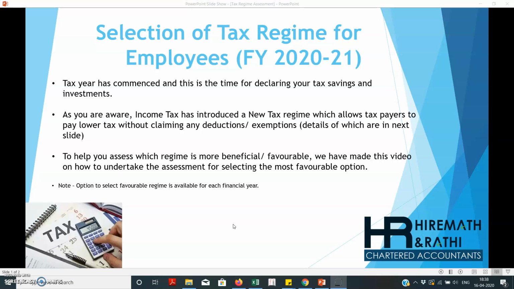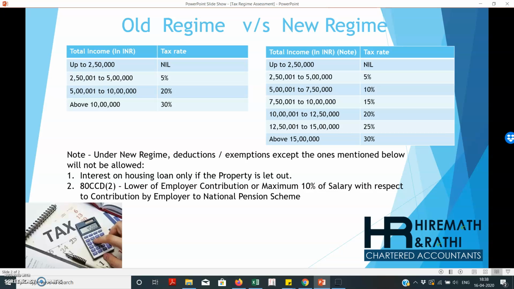As per the new tax regime, employees now have an option to pay taxes at a lower rate without claiming any deduction or exemption, except for two: the employer's contribution to NPS under 80CCD(2), and interest on housing loan only if the property is let out. Employees can still opt for the old regime at a higher tax rate but with claiming deductions and exemptions.